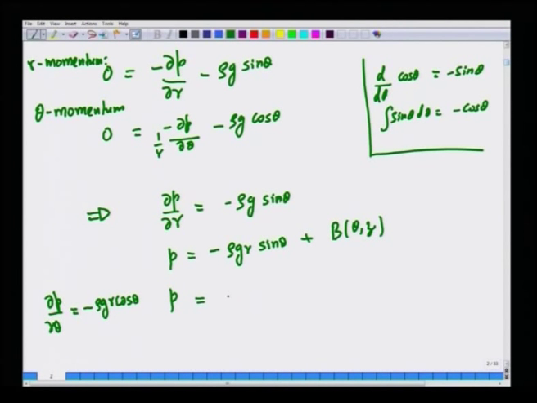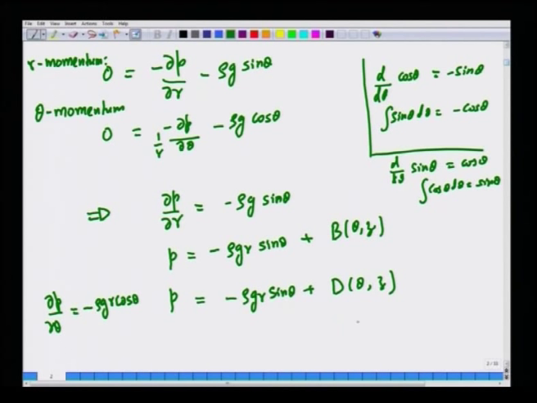Likewise, if I integrate this with respect to theta, I'll get minus rho g r, and d by d theta of sin theta is cos theta. So integral of cos theta d theta is simply sin theta. So minus rho g r sin theta plus some constant d of r, z, because I'm integrating this with respect to theta. So, the constant can in general be a function of r and z, so that if I take the partial derivative of this with respect to theta, I get back this.